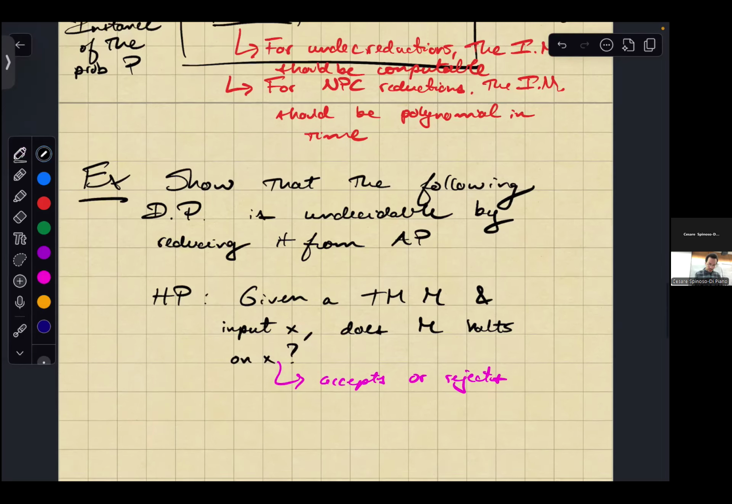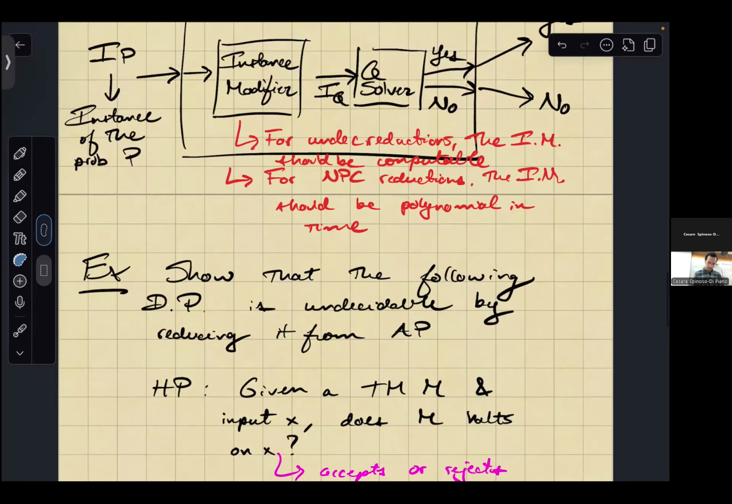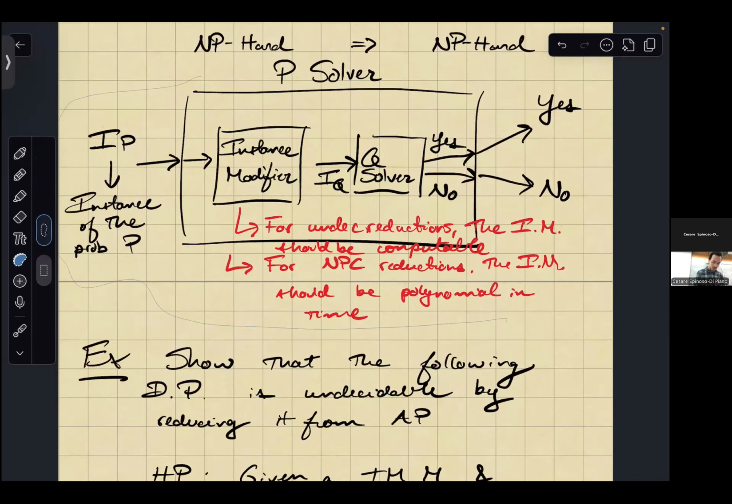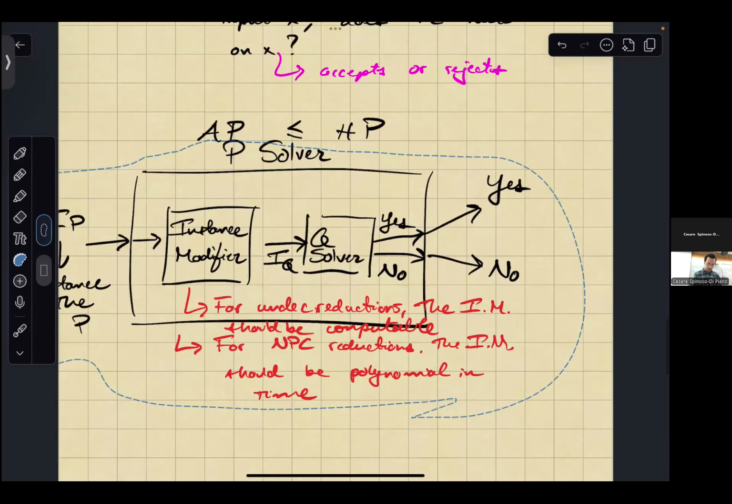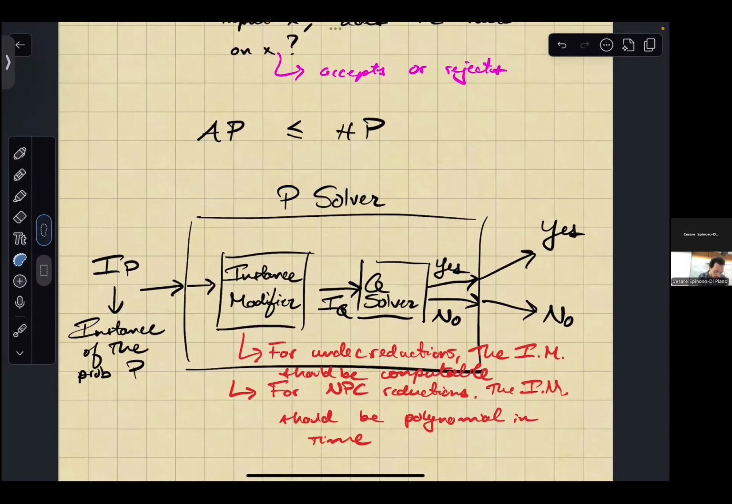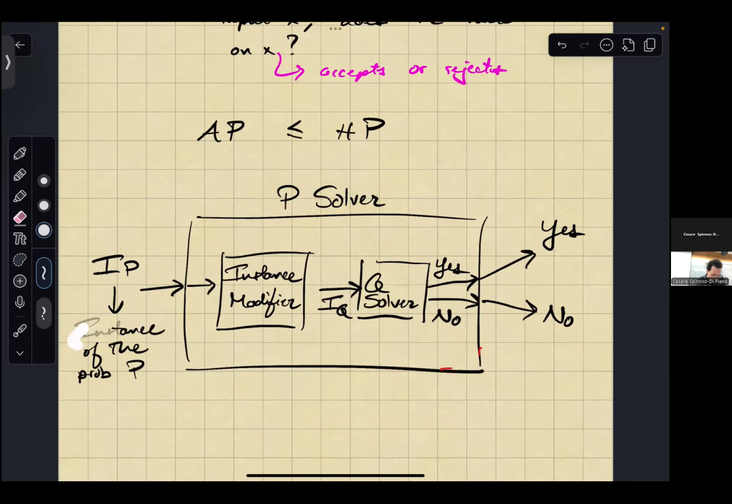Well, the question tells me that I'm supposed to do the reduction from AP to HP. So let's just copy the blueprint that I've created here and paste it here. And essentially now what I want to do is create an HP or an AP solver.